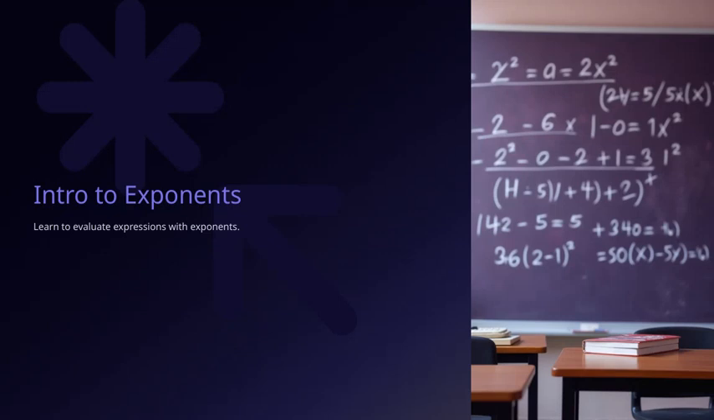Today, we're going to start exploring exponents, which are a powerful way to express repeated multiplication. When we evaluate expressions with exponents, we're essentially figuring out how many times a number is multiplied by itself. For example, 3 to the power of 4 means 3 multiplied by itself 4 times. The key points here are understanding what the base and the exponent represent and knowing how to evaluate these expressions accurately. As we go through the presentation, keep in mind that mastering exponents will help you solve more complex problems and understand a wide range of mathematical concepts. So, let's dive into how to evaluate these expressions step by step.